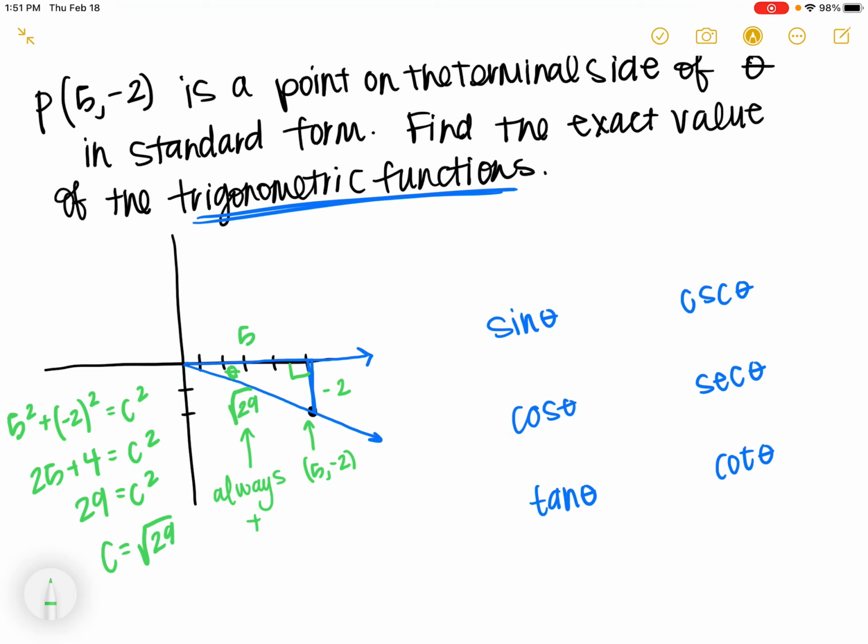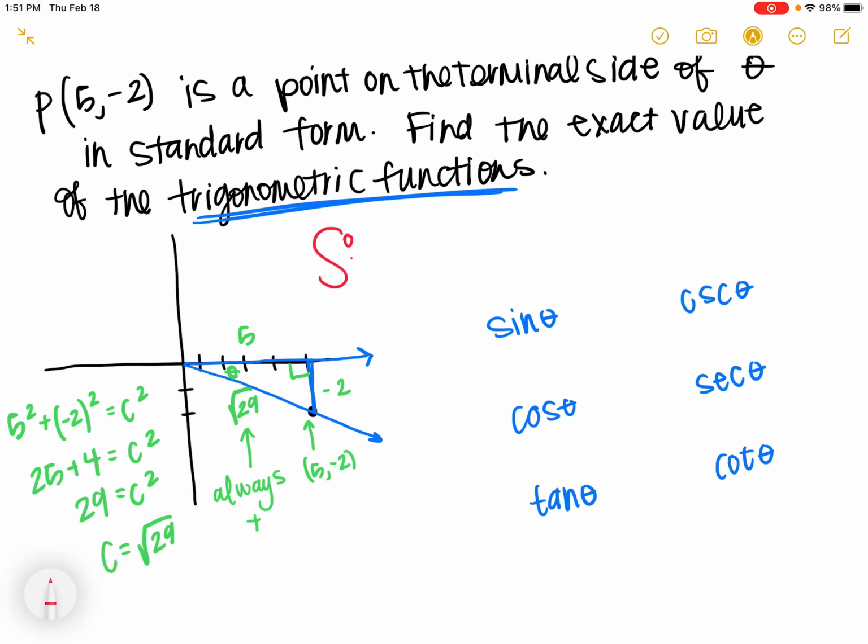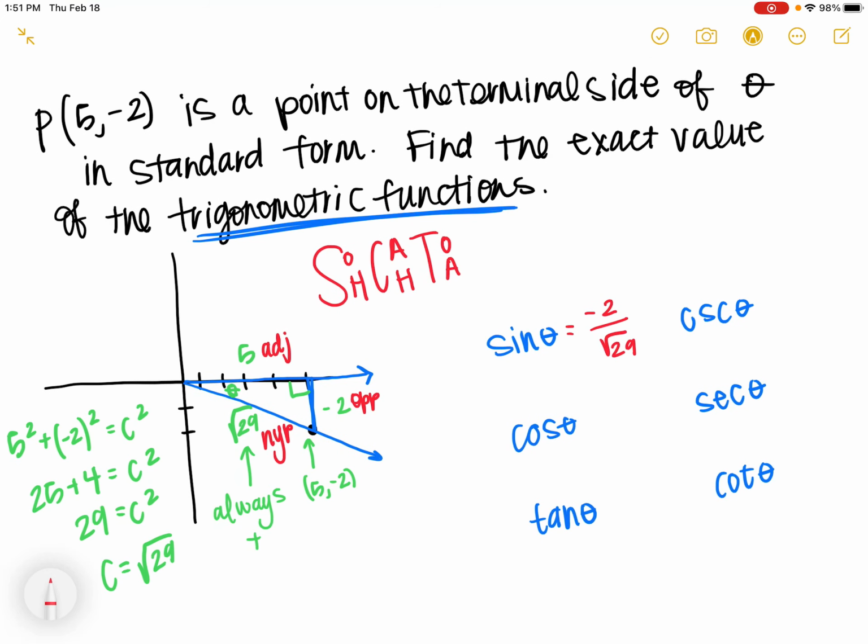So then here we need to find sine, cosine, tangent, cosecant, secant, cotangent. Well, let's find sine, cosine, and tangent first using SOHCAHTOA. So from this angle, the opposite side is -2, the adjacent side is 5, and the hypotenuse is the square root of 29. So sine's going to be opposite over hypotenuse, which is -2 over the square root of 29. And I'm not going to rationalize it because you don't have to in the homework, so we're just not going to worry about it. Cosine is adjacent over hypotenuse, so this is 5 over the square root of 29. Tangent is opposite over adjacent, so -2 over 5.